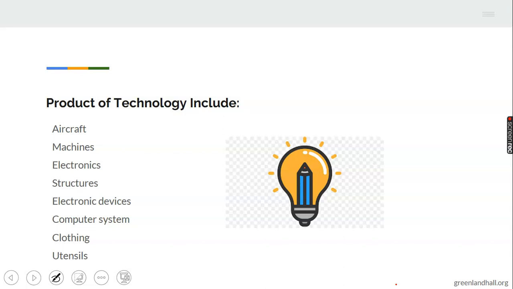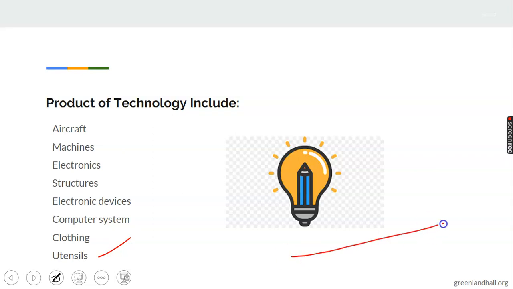When you talk about structure, we're talking about what? Building. Yes, we have a lot of skyscrapers. We have a lot of big buildings. We have a lot of bungalows around. We have a lot of duplexes around. We have a lot of different buildings around. Now, we have electronic devices around too. We have the computer system. We have clothing. We have utensils like your cutleries. Yes, in the kitchen. If you go to the kitchen, you see a lot of utensils in the kitchen.